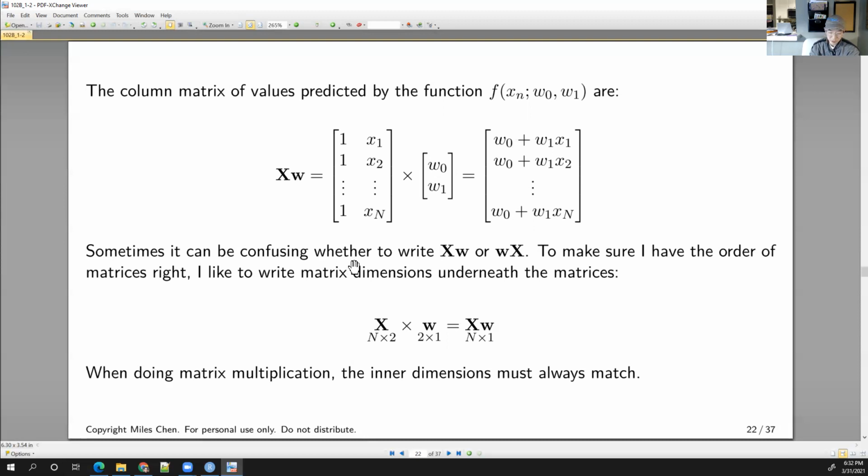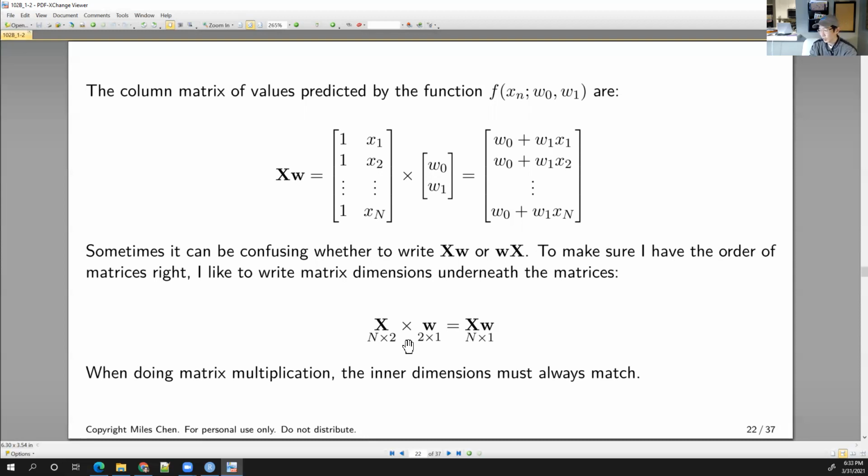When you're working on writing things down by hand, you're going to be doing a lot of matrix multiplication in this class. And so I want to make sure you guys get into good habits here. It can be confusing whether you should write capital X times W or little w times capital X or things like that, right? Which order is going to work, right? And so I strongly encourage you, always put the dimensions underneath the matrix or vector, okay?